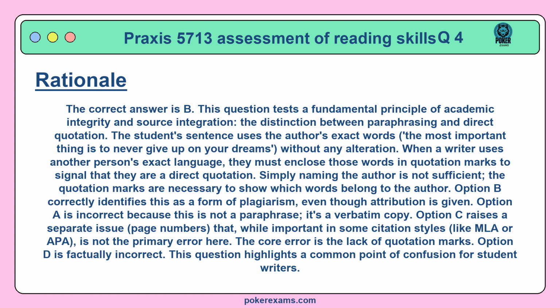Option B correctly identifies this as a form of plagiarism, even though attribution is given. Option A is incorrect because this is not a paraphrase. It's a verbatim copy. Option C raises a separate issue, page numbers, that, while important in some citation styles, like MLA or APA, is not the primary error here. The core error is the lack of quotation marks. Option D is factually incorrect. This question highlights a common point of confusion for student writers.